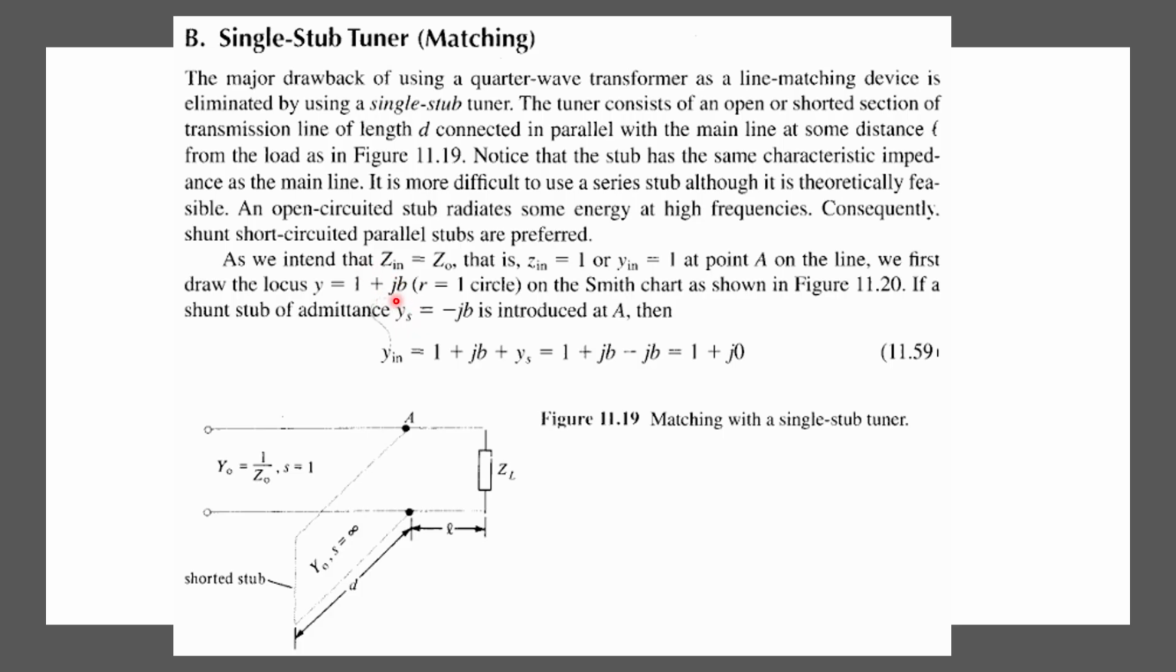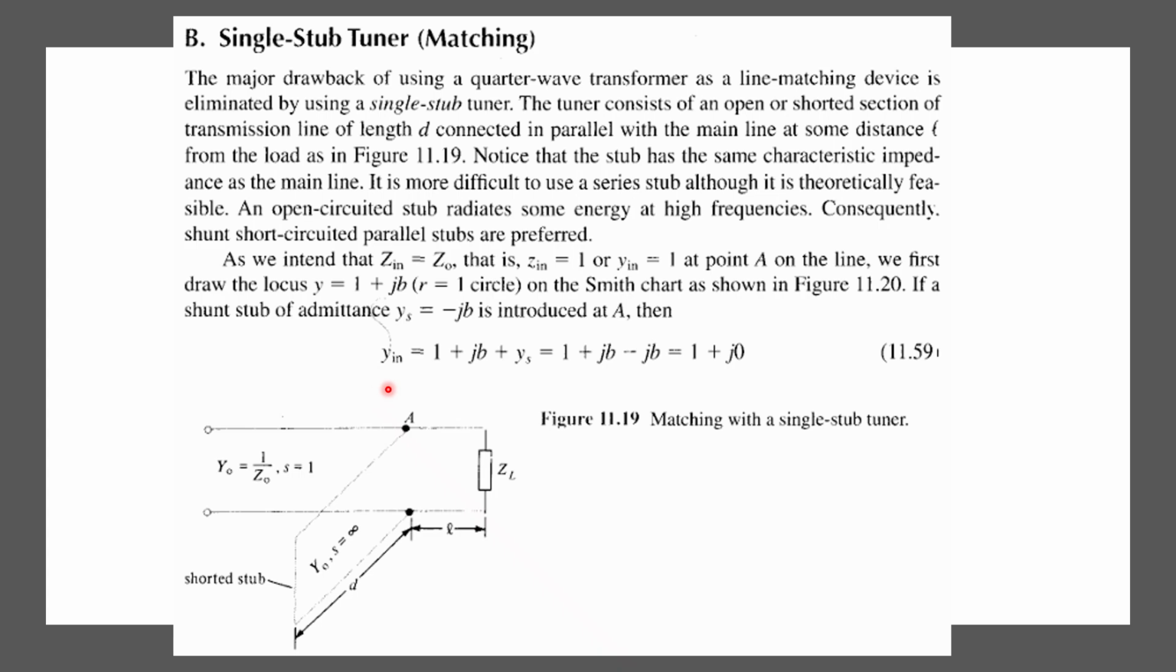Suppose the impedance is different, meaning Zn is not equal to Z0. In that case, Y will have the form 1 plus jB. So jB is the only reason, because Z is not equal to Z0. Now further, if we want to remove this jB, then we have to connect the stub in parallel such that Ys should be minus jB, right?